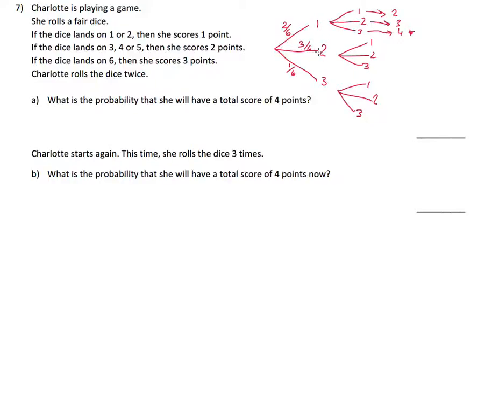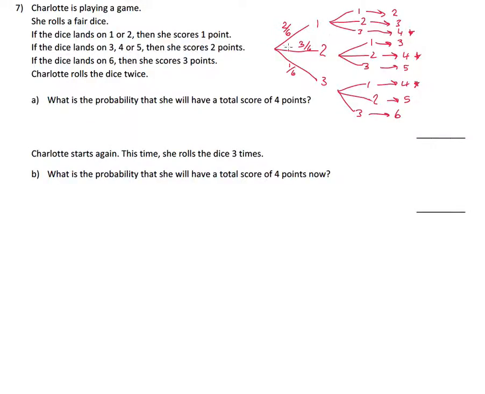If we get a 2 the first time, then a 1, we've only got 3 points. 2 and a 2 gives us 4 points, so I'll add that one up in a minute. 2 and a 3 gives us 5 points. A 3 and a 1 gives us 4 again. A 3 and a 2 gives us 5. And a 3 and a 3 gives us 6. So I need to work out this plus this plus this.